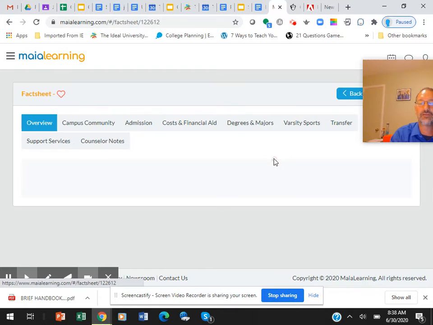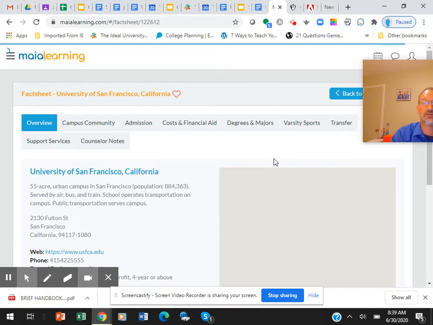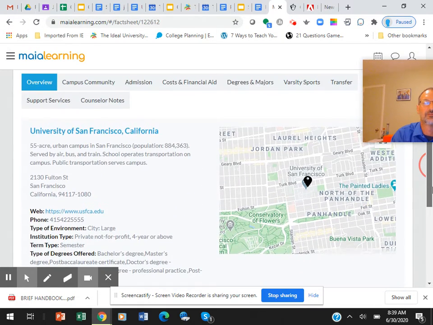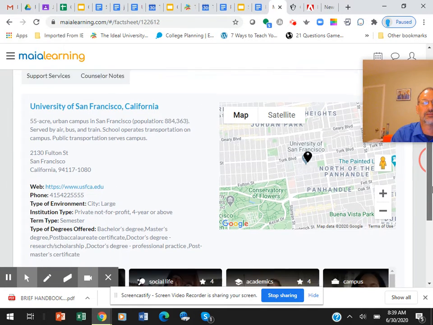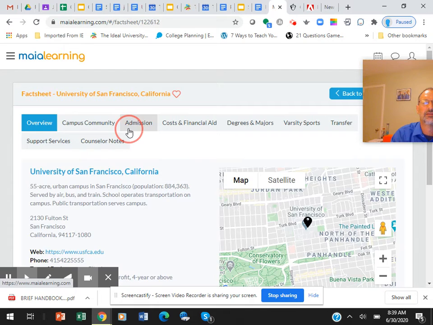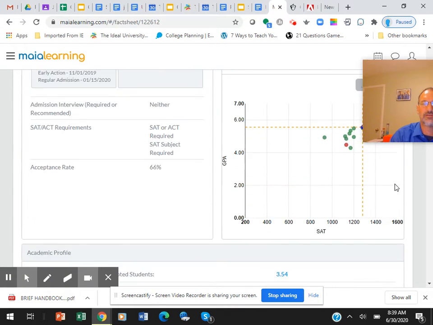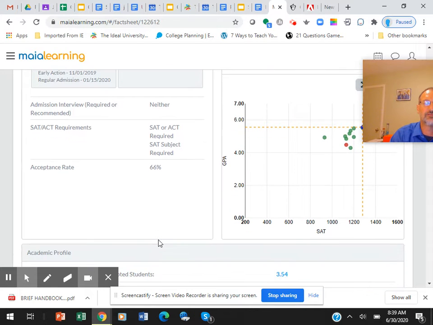So looking at University of San Francisco, you can go to their section, you can start to look at them, and look, they even have videos that they've put in there from the students, campus community, admissions. And if this is a university that seems interesting, let me see what they have in admissions. And again, you can see here about where the average student is. Again, your SAT scores and GPA. Okay, does this seem like a good fit?